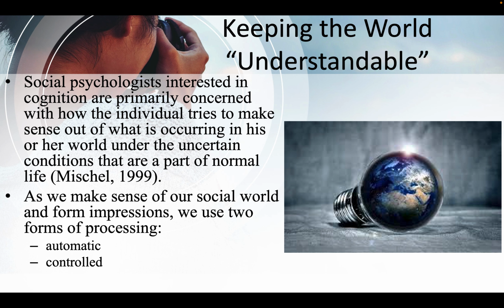Social psychologists interested in cognition are primarily concerned with how the individual tries to make sense out of what is occurring in his or her world under the uncertain conditions that are part of normal life. As we make sense of our social world and form impressions, we use two forms of processing: automatic processing and controlled processing.